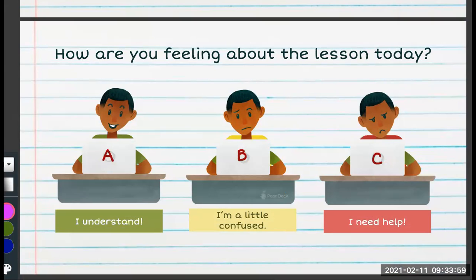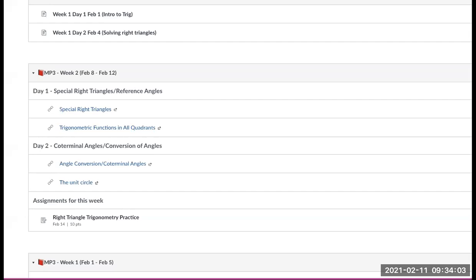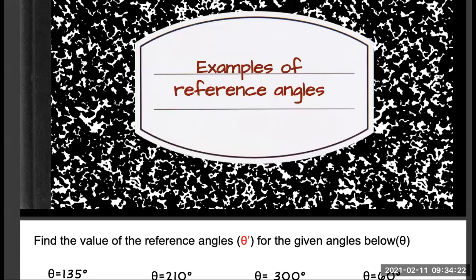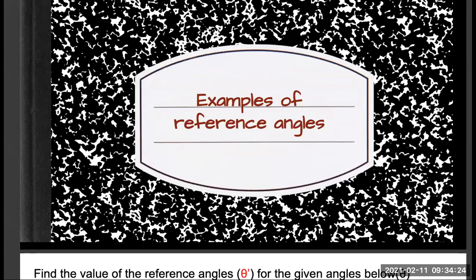All right. Thank you for that input. Let's go back to your module. You just have finished day one, so we're going on to angle conversion. Let's go to day two. This is quick: angle conversion and coterminal angles. Where is it? Angle conversion and coterminal angles. All right, are we all in here?